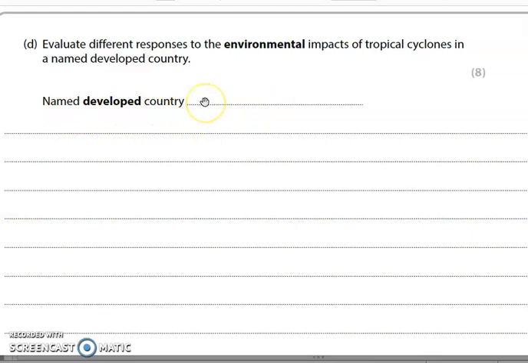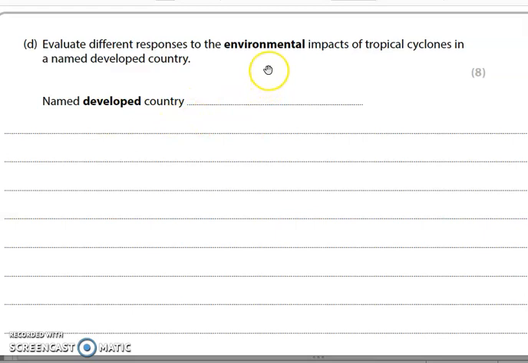Now we had a look at USA. Be careful, because some people would tend to put Hurricane Sandy or Hurricane Katrina, but that would be wrong because you are naming the developed country. You're not looking necessarily at a named hurricane or tropical cyclone, but it is the developed country.